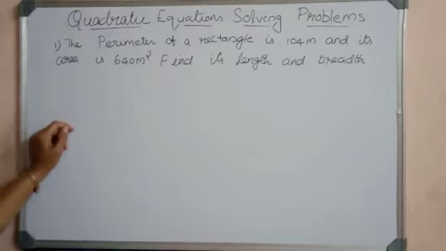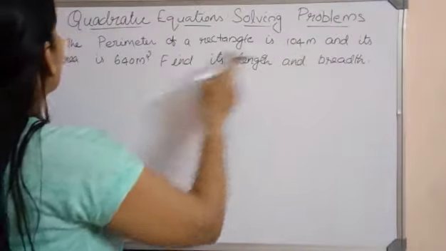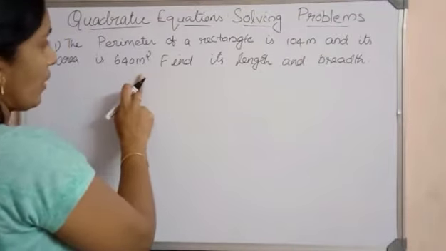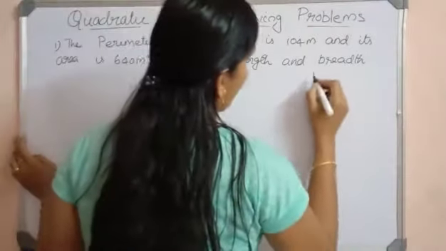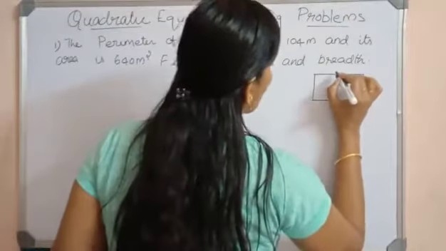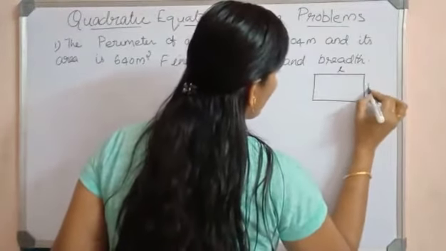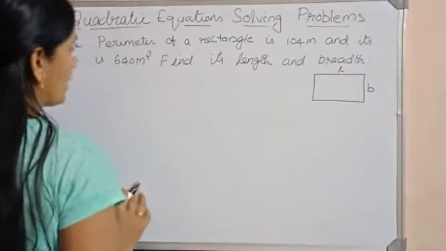Consider the first question. The perimeter of a rectangle is 104 meters and its area is 640 meters square. Find its length and breadth. So a rectangle has the perimeter 104 meters. Consider this as length and this as the breadth. It's given that the perimeter is 104 meters.